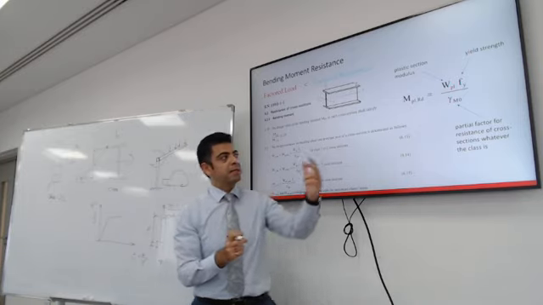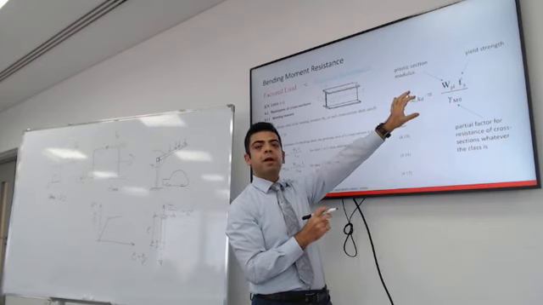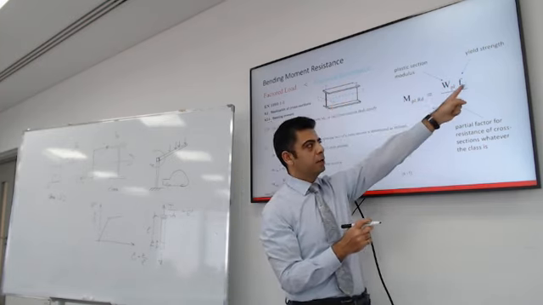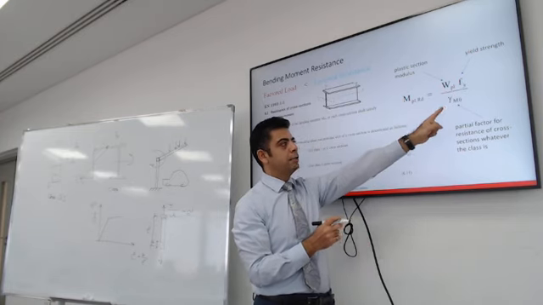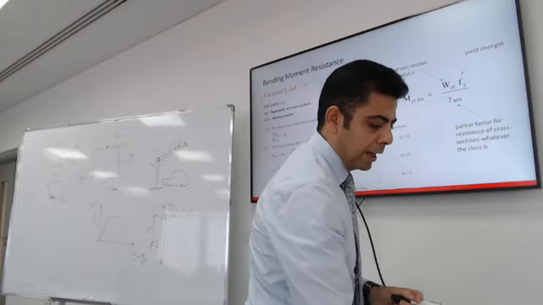So the question is, how do we get these numbers? Like, I'm very interested to know the capacity in bending. So I need to know 3 things. I need to know the yield of steel, I need to know the factor of safety, and the section modulus. How do we do that?